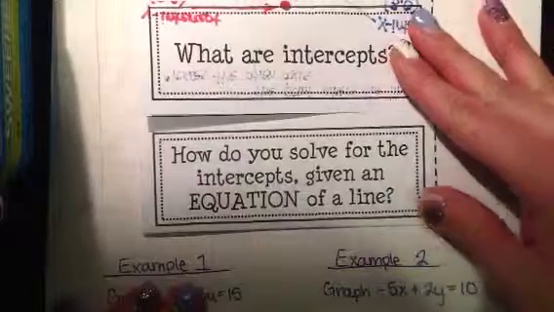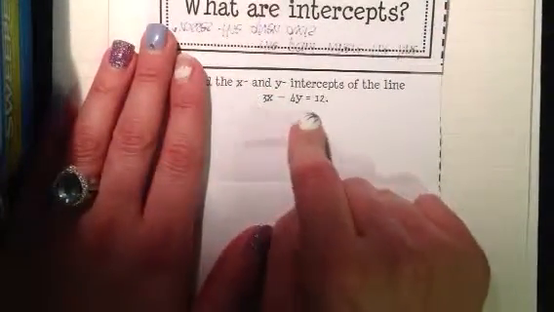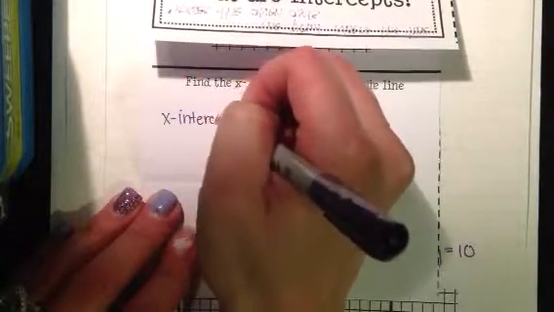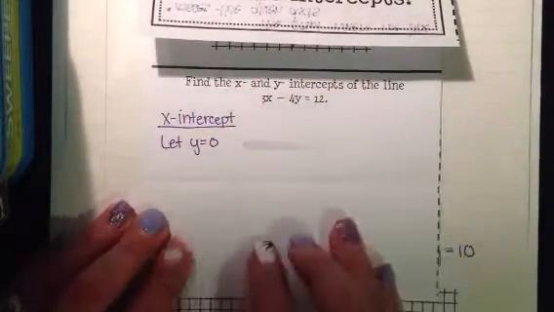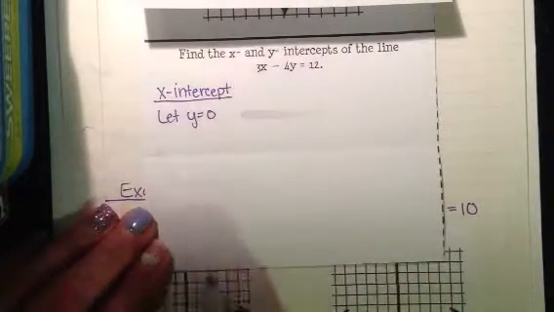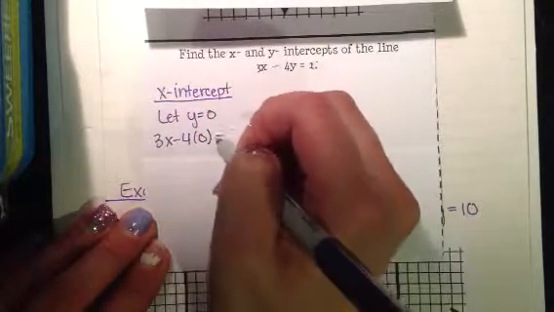How do you solve for the intercepts given an equation of a line? In this example, we need to find the x and y intercepts of this line that's given, 3x minus 4y equals 12. First, let's solve for the x-intercept. We do this by letting y equal 0. That means we're going to plug 0 in for the y in our equation. 3x minus 4 times 0 equals 12.